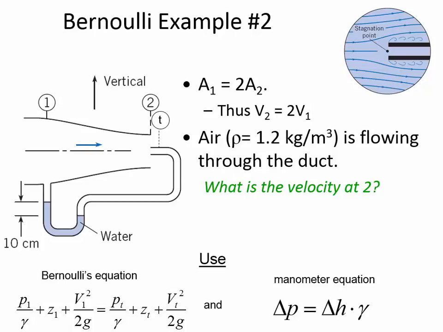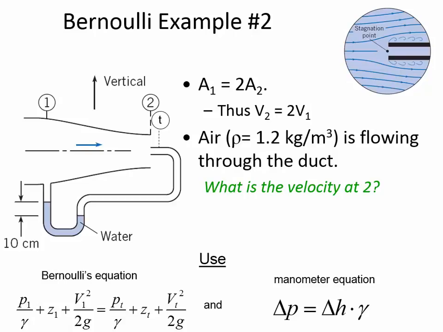The other thing, this is kind of like a combination. A lot of these problems moving forward are going to be two ideas mixed together. So here's the hydrostatic equation, which applies inside of the manometer, combined with Bernoulli's equation. And so the manometer equation is going to tell you the relationship between P1 and P sub T, which means the pressure inside the tube. So you're going to use the manometer equation to relate P1 and PT.